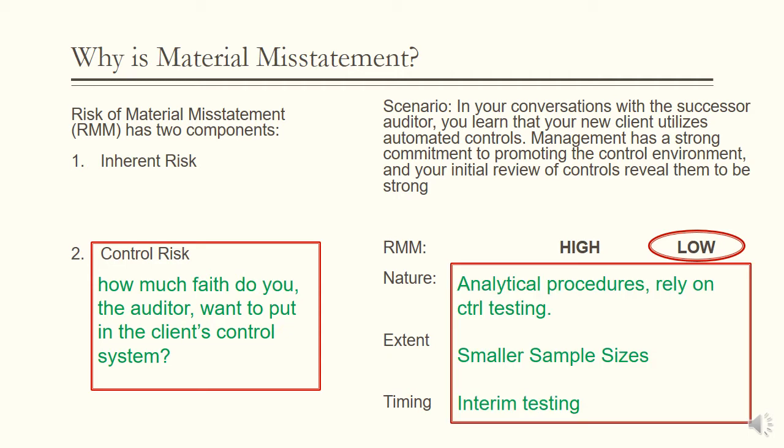You can look at analytical procedures, which look at account balances in their total rather than looking at individual transactions. You can test smaller sample sizes when you do perform substantive testing, and you can push some of that testing back to the interim period because you know that the control system that produces those financial reports is reliable. So what's coming out of them throughout the year is probably good.